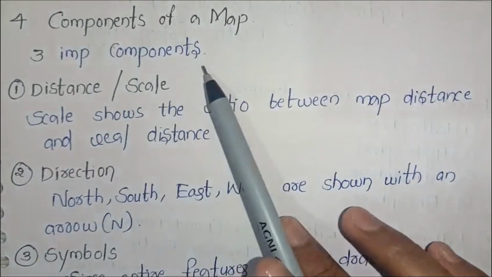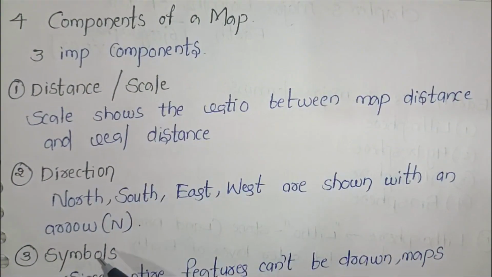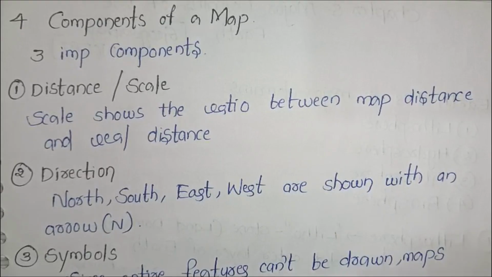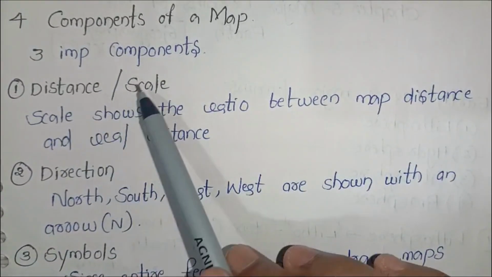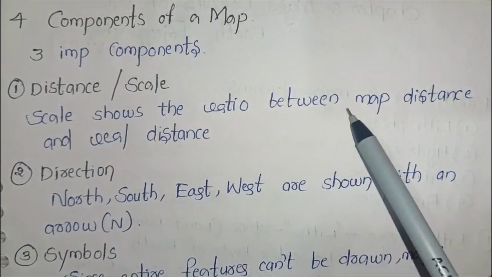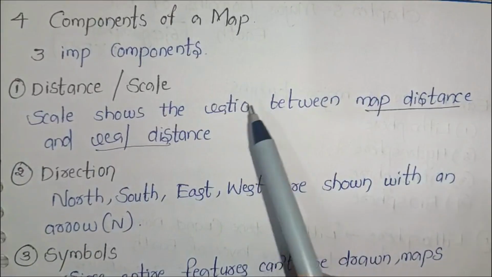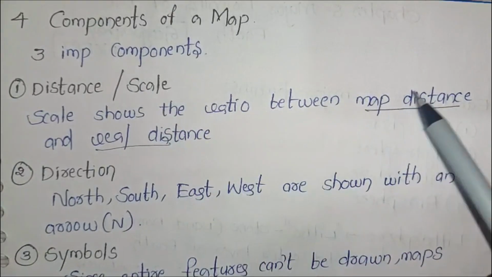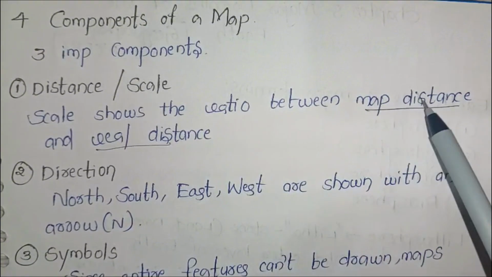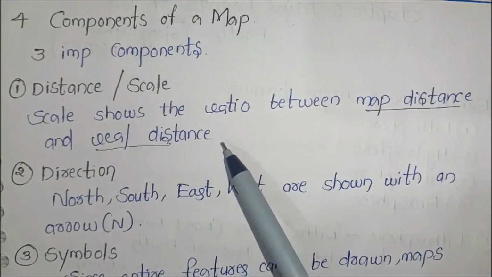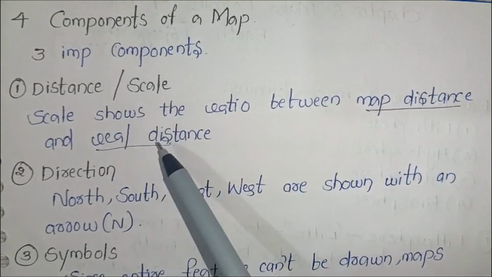Here in the map there are three components: one is distance or scale, one is direction, and the other is symbols. First of all, distance or scale. This scale will show the ratio between the map distance and the real distance. For example, 1 centimeter equals 1 kilometer. It will be shown with the help of the scale in the map.